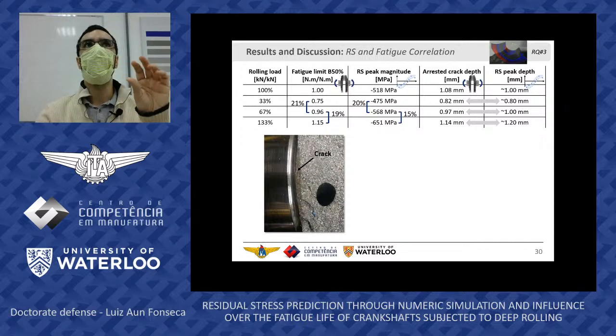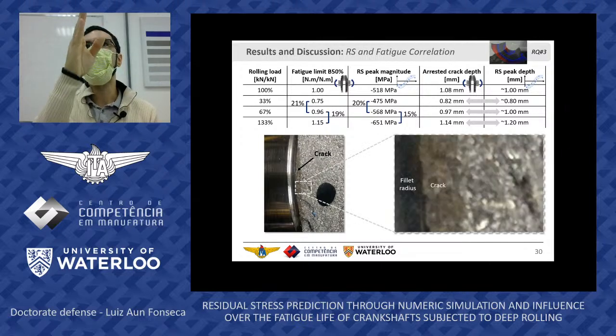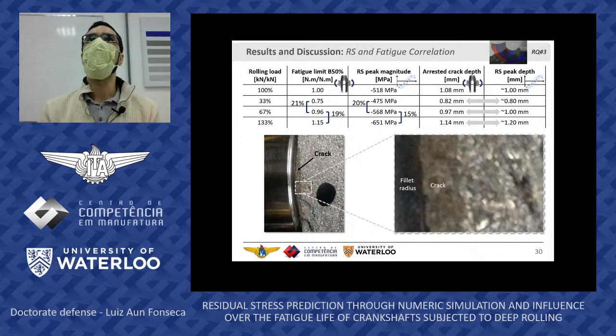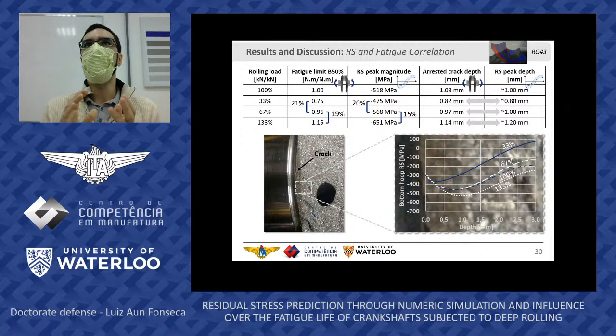If we take that same picture of the shallow crack and amplify it, we can see here the fillet radius and the crack here in medium gray in the middle. If we superpose the residual stress graph, we can see that the residual stress peak acts as a barrier to hold the crack from propagating further. And if there is enough energy to overcome such a residual stress peak, then we will have failure, as there is nothing to hold this crack from propagating other than the bulk material in this case.